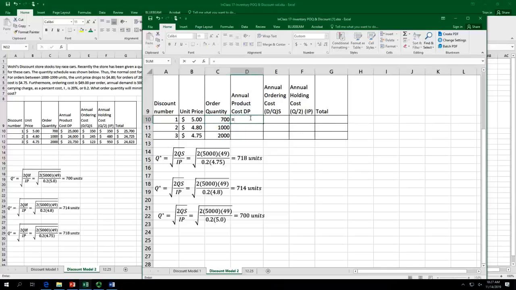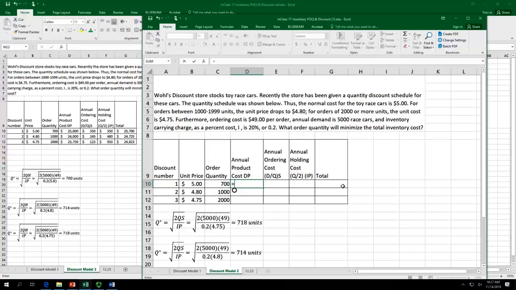So now we want to calculate the total cost if you order 2,000, or 1,000, or use 700 as your order quantity, to find out the total cost. This time I'm going to start from the top to the bottom. Annual product cost equals unit price times this. And annual ordering cost equals how many orders? Yearly demand 5,000 divided by Q, where Q is 700, times the setup cost S, which is 49.